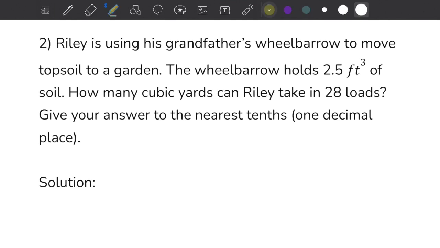Here we have Riley is using his grandfather's wheelbarrow to move topsoil to a garden. The wheelbarrow holds 2.5 cubic feet of soil. How many cubic yards can Riley take in 28 loads? Give your answer to the nearest tenth, or 1 decimal place.